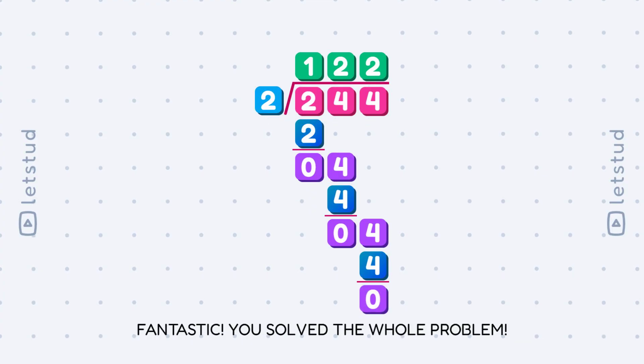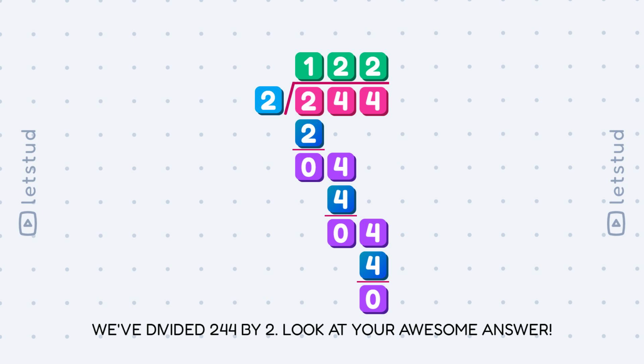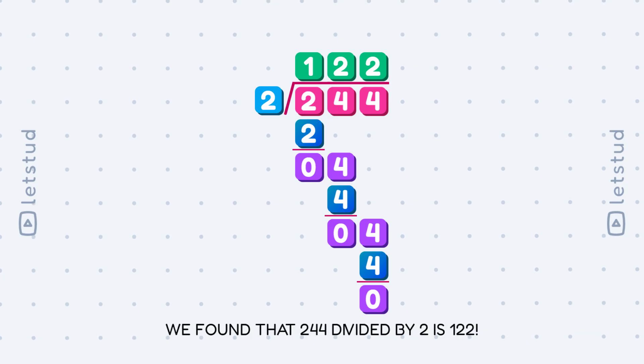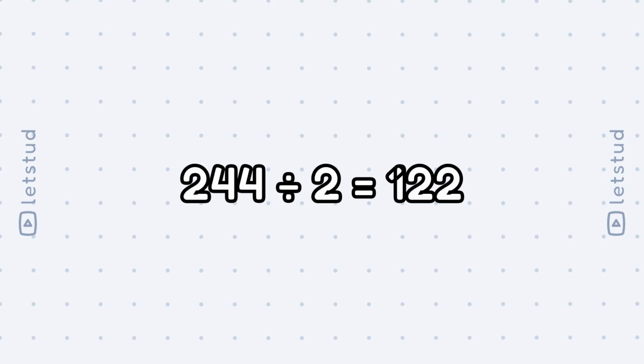Fantastic, you solved the whole problem. We've divided 244 by 2, look at your awesome answer. We found that 244 divided by 2 is 122. Great job, everyone! We successfully divided 244 by 2, learning how each digit plays a role in the final answer. Remember, every division problem is a chance to become a math whiz.